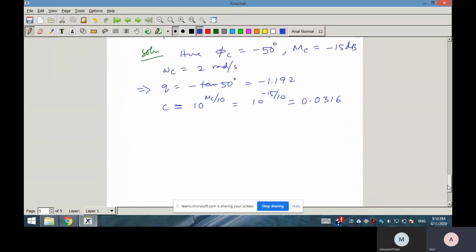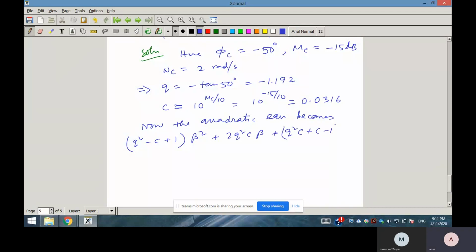So anyway, now the quadratic equation becomes (q square minus c plus 1) into beta square plus 2 q square c beta plus q square c plus c minus 1, into c, less than 0.